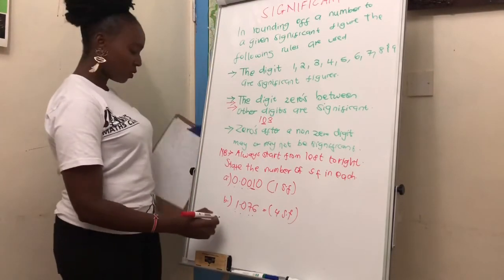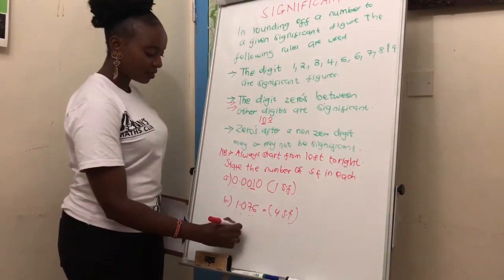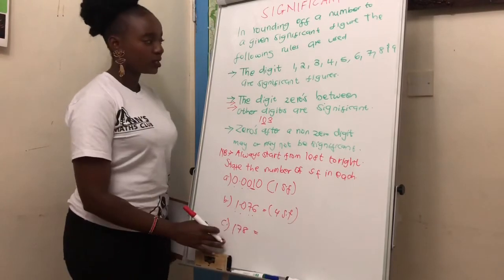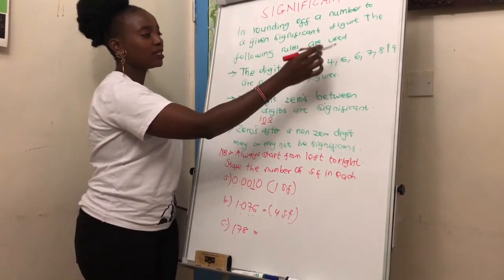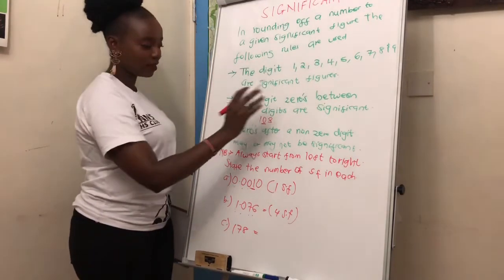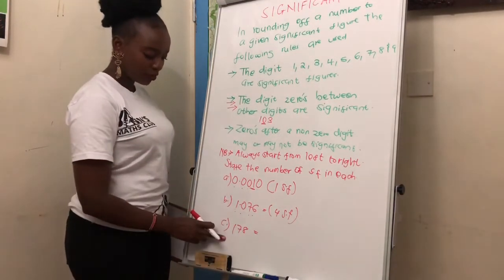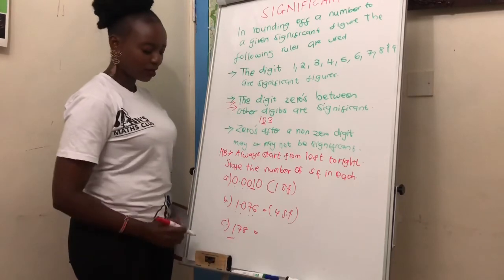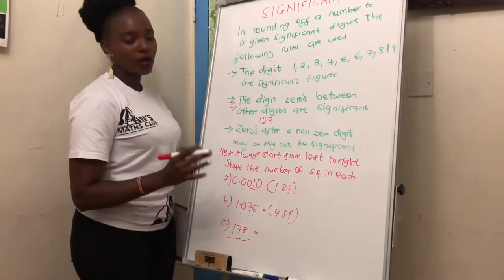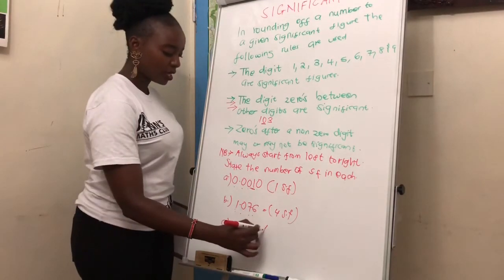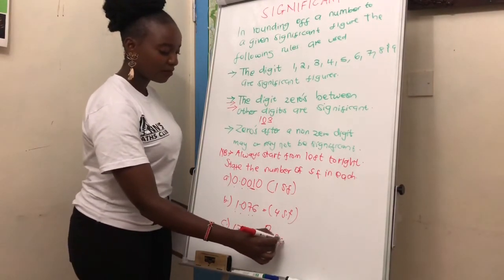Let's look at the last one, C, 178. Remember, we said the digits 1, 2, 3, 4, 5, 6, 7, 8, and 9 are significant figures. So while we start counting from the left hand side, this is a significant figure, this is also a significant figure, and this is also a significant figure. So it becomes 3 significant figures.